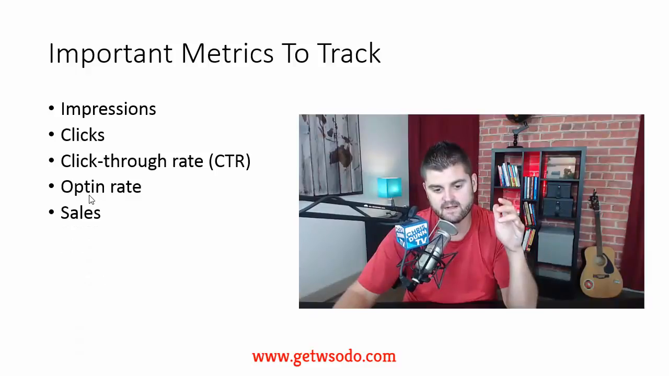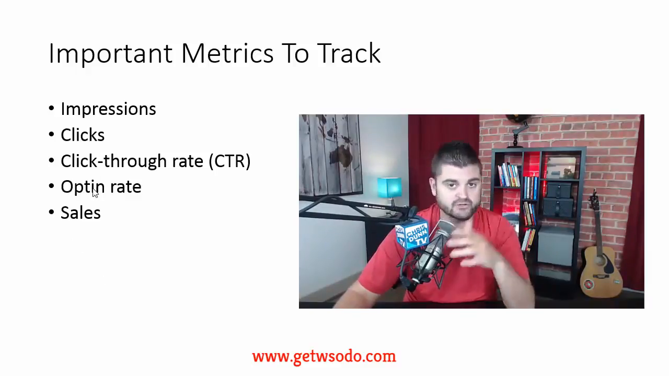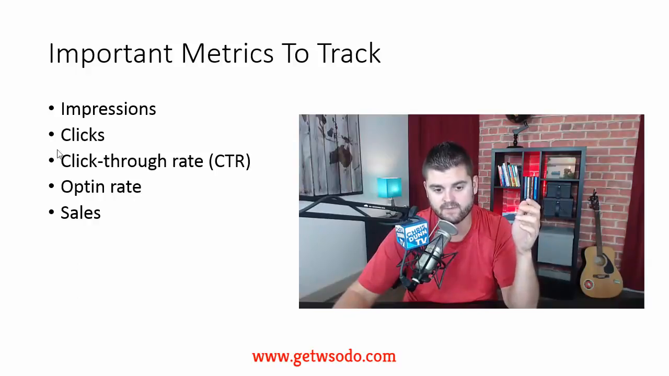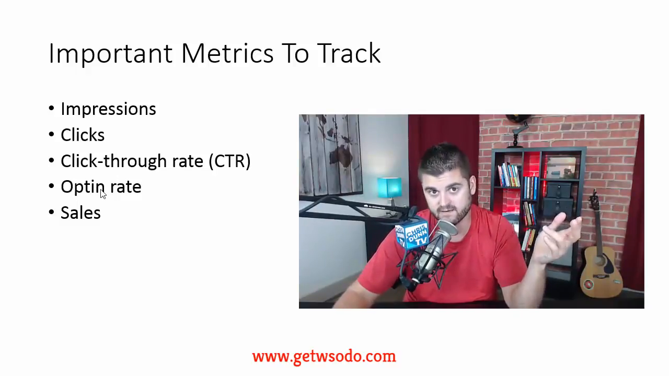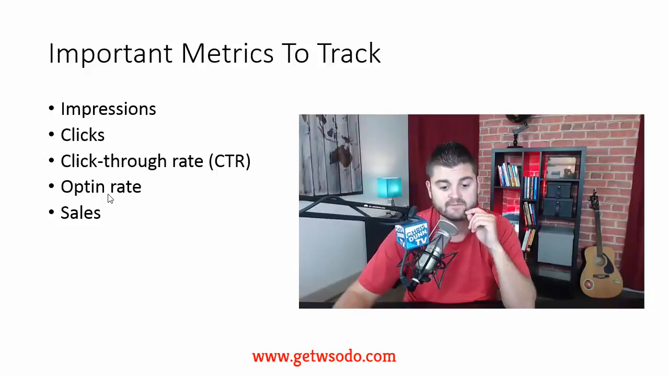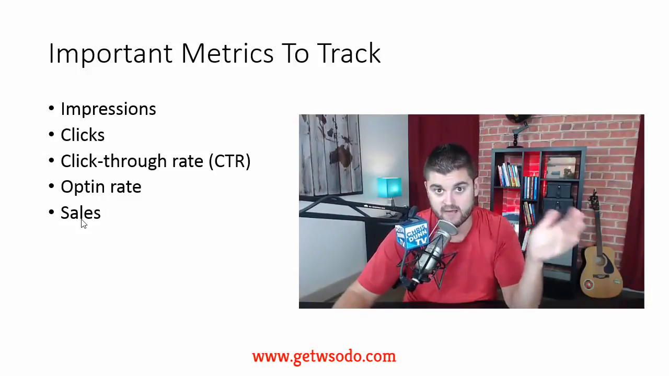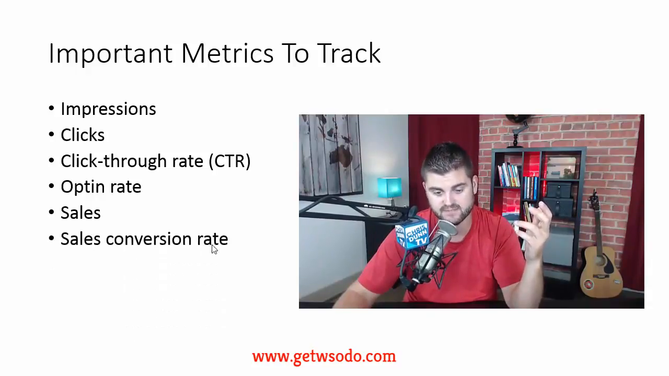And then from the click to the opt-in, you have what's called your opt-in rate, right? So if you had 1,000 impressions and 100 people that clicked, that would be a 10% click-through rate. And then let's say out of those 100, you get 20% of people, or 20 people, to actually opt in. That's a 20% opt-in rate. And then from the opt-in, you have sales. So out of the 20 people that opted in, let's say that one buys, right? So you would have a 5% conversion rate, or sales conversion rate.